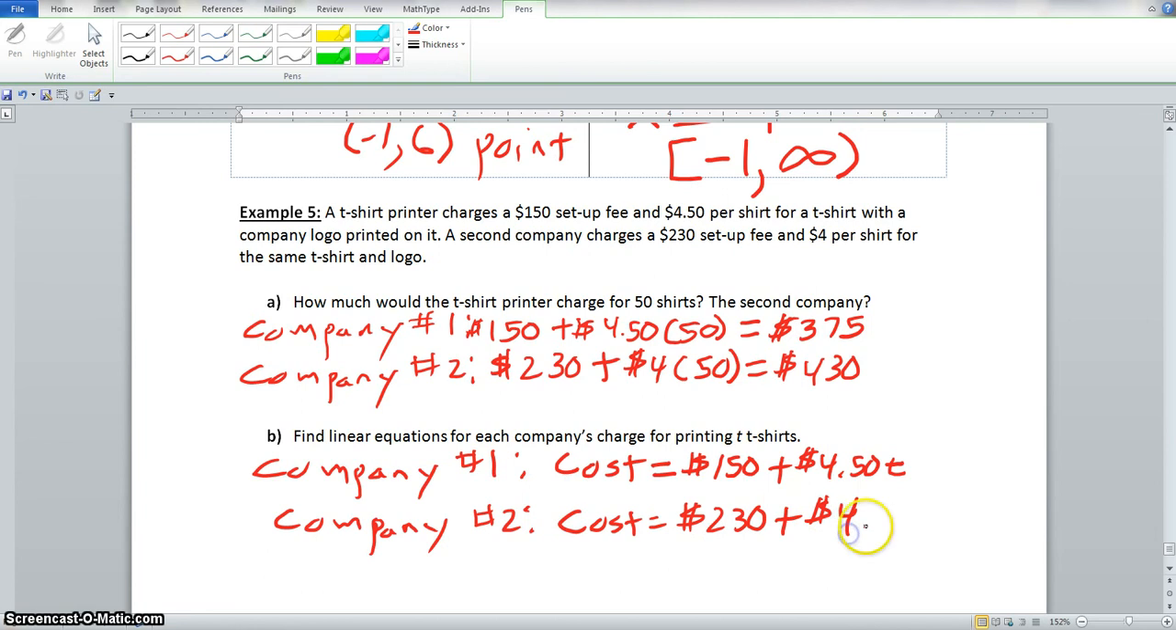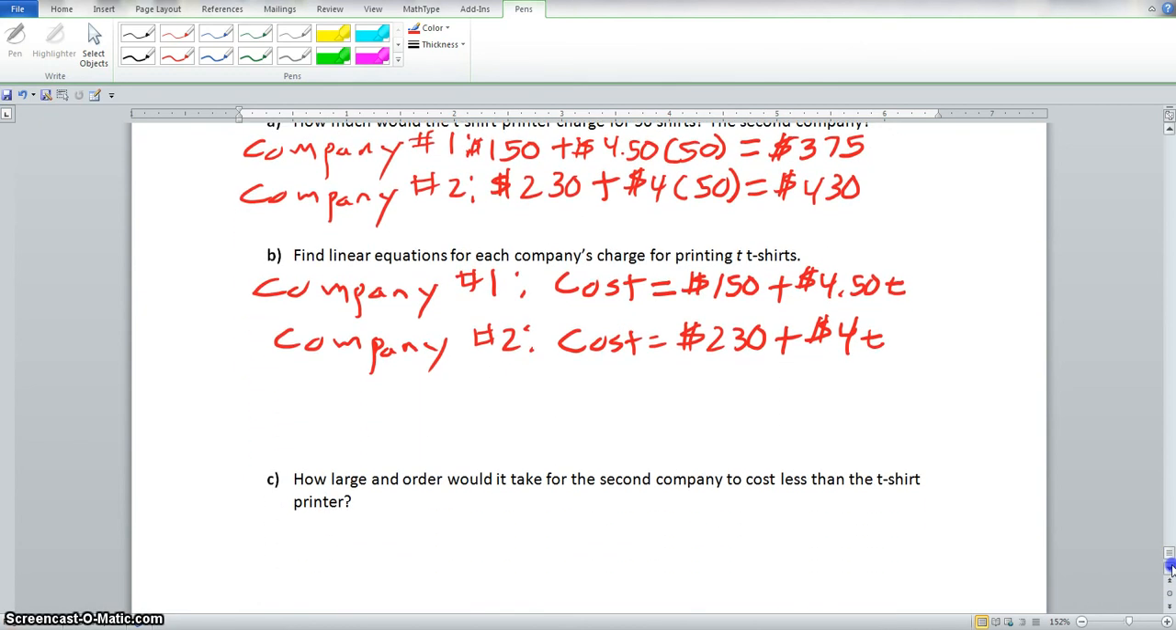is $4 times t. Now if you look here, this is a practical use for using a system of equations. If you notice, we've set this up in basically y equals mx plus b form. The cost is your y, the mx is your 4.50 and your t, and then the b will be 150. So we set this up in slope-intercept form, even though it looks a little different.